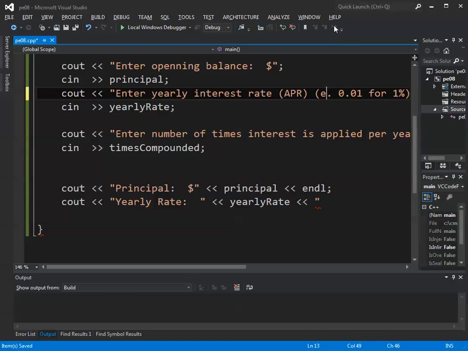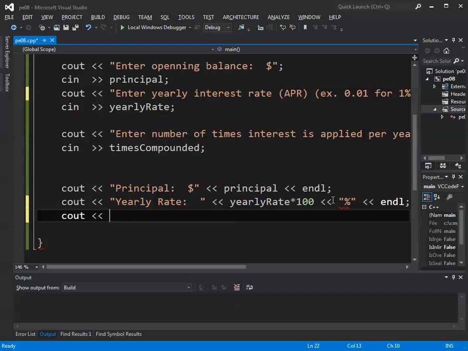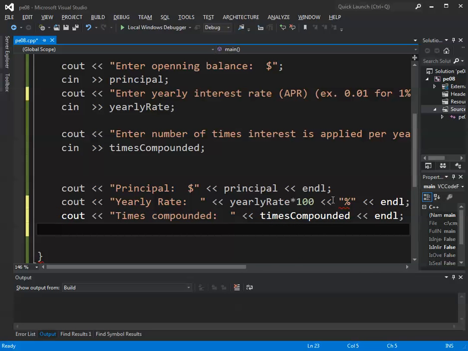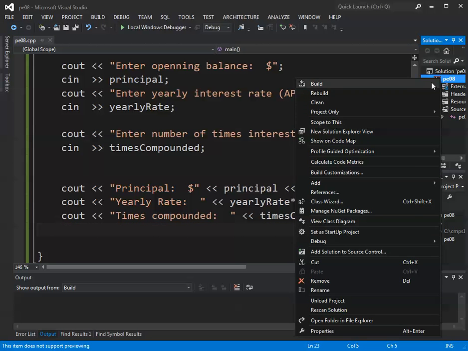Let's say example. And I always like to print it out in some slightly different way to confirm to the user that it's been understood correctly. So yearly rate, let's print out as actually a percentage. And times compounded. And I don't have the total amount just yet, so I'll leave it at that. Let's build.